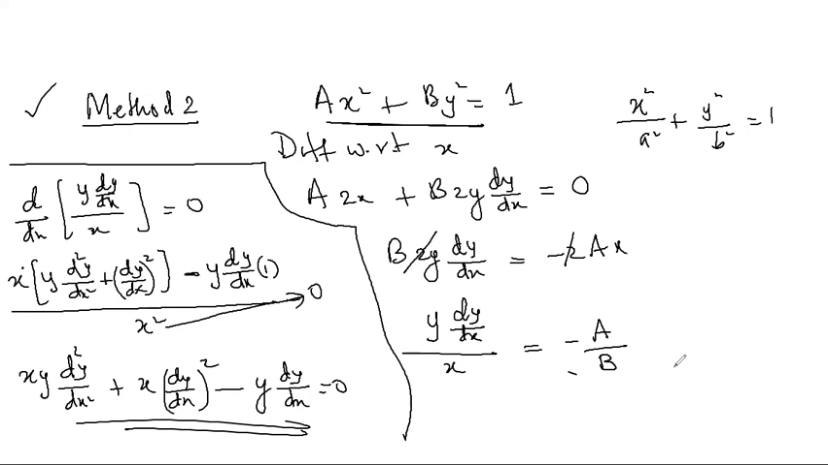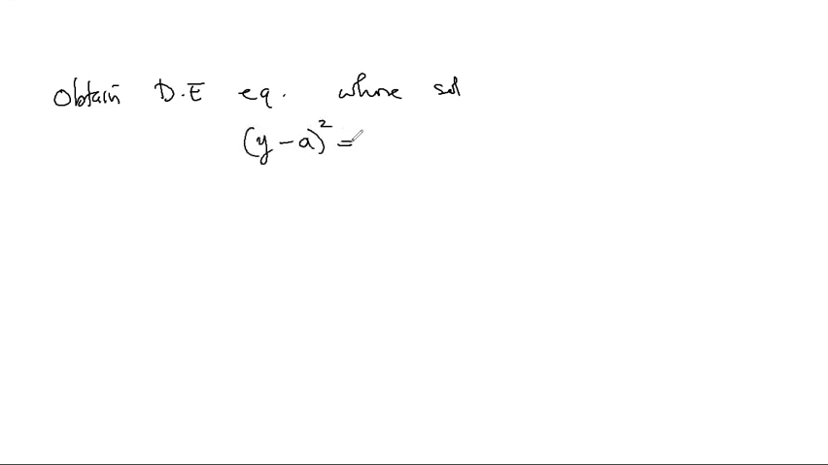Okay, now write down this question. Formulate the differential equation whose solution is (y minus a) the whole square is equal to 4 into (x minus b).